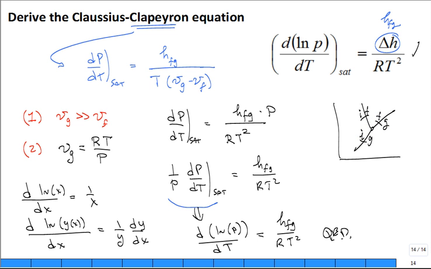Now, the Clausius-Clapeyron equation, the Clausius part is the two additional assumptions. This only works I to G and F to G, south of the critical point, away from the critical point. You don't want to push it up near the critical point.